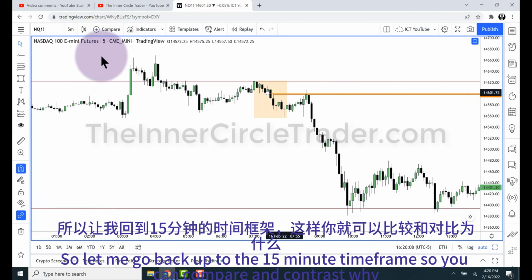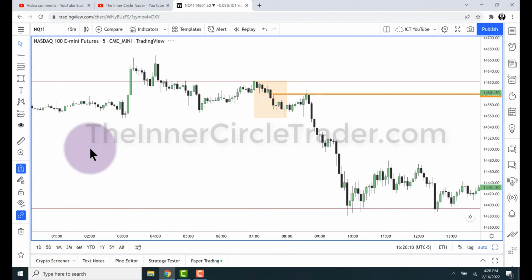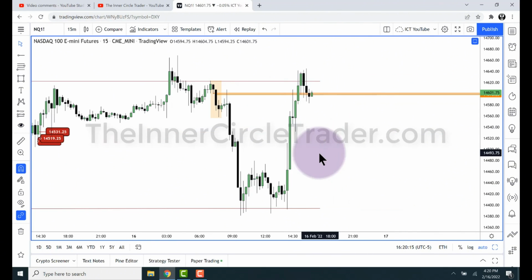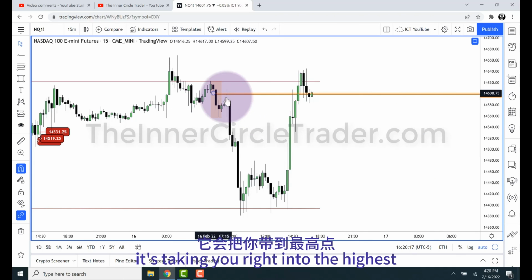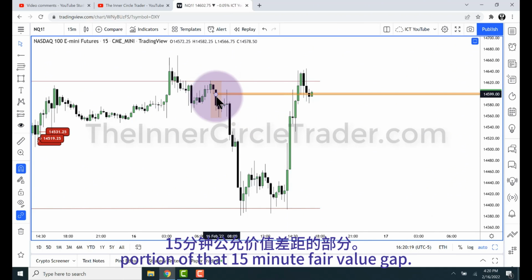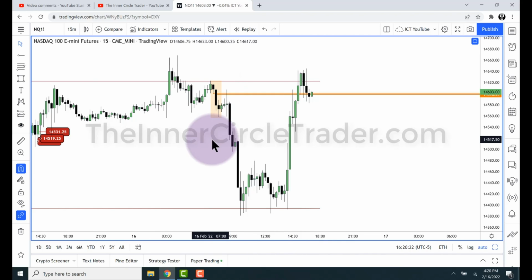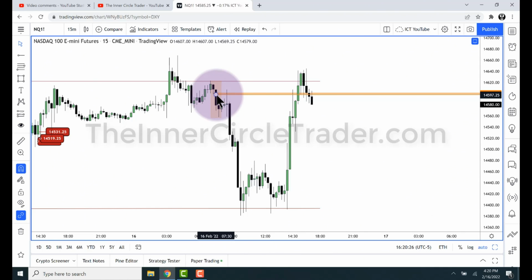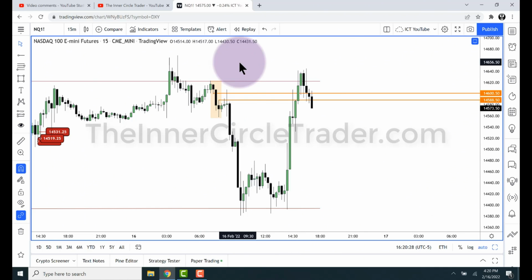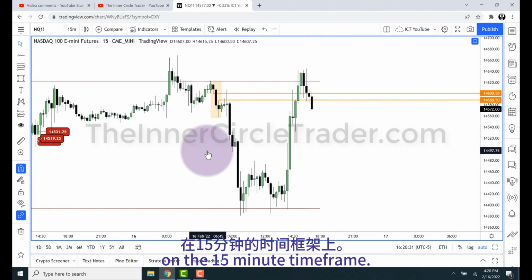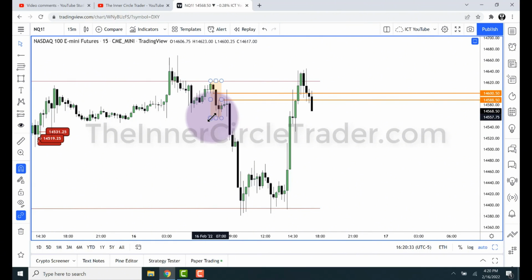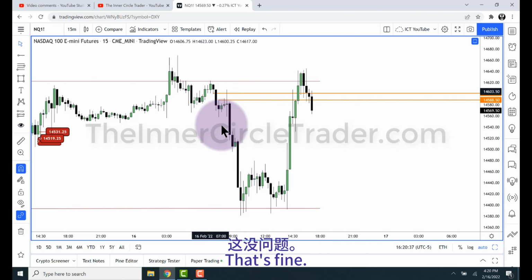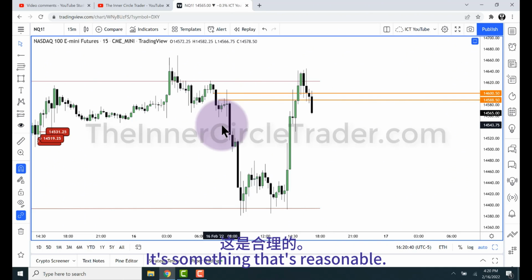So let me go back up to the 15-minute time frame so you can compare and contrast why that 15-minute time frame, that little fair value gap, is taking you right into the highest portion of that 15-minute fair value gap. So that's the 5-minute right here. But now watch this. This is what it looks like on the 15-minute time frame. See? So it overshoots it a little bit, but back into the order block. That's fine. It's permissible. It's something that's reasonable.